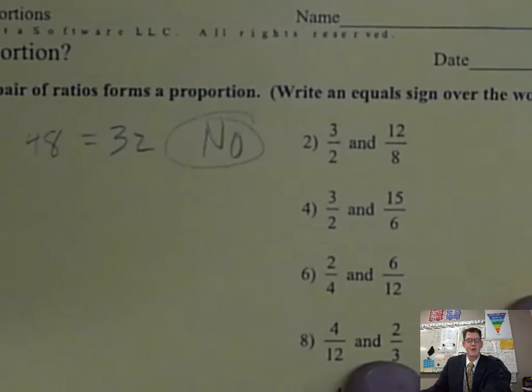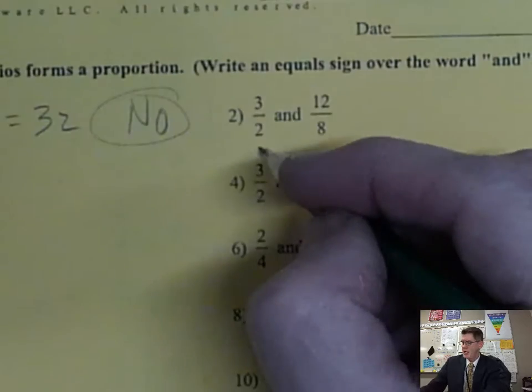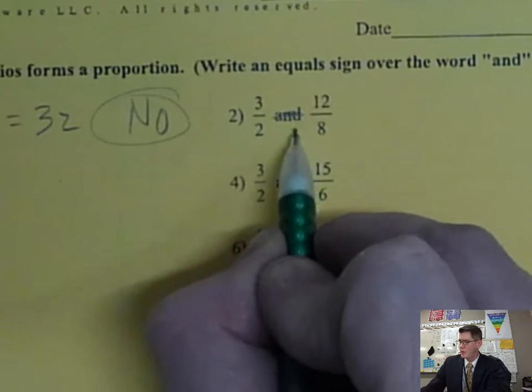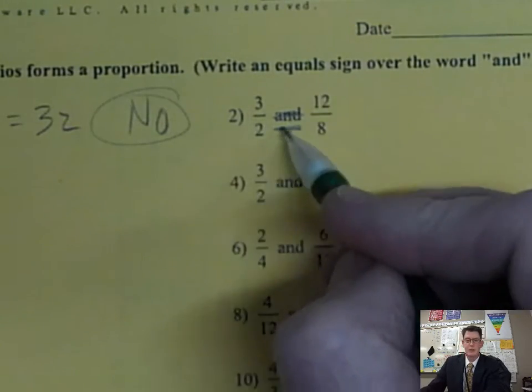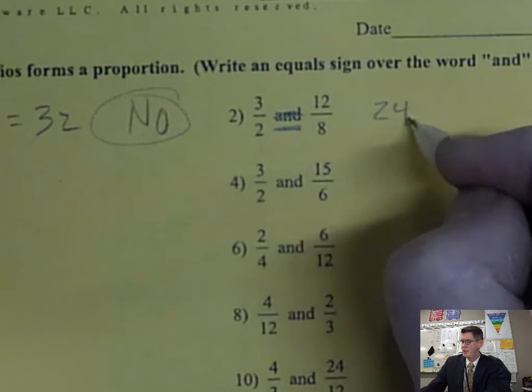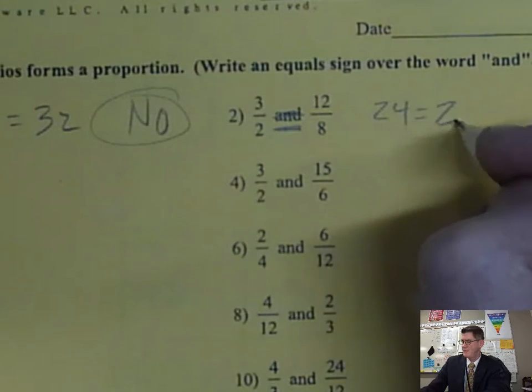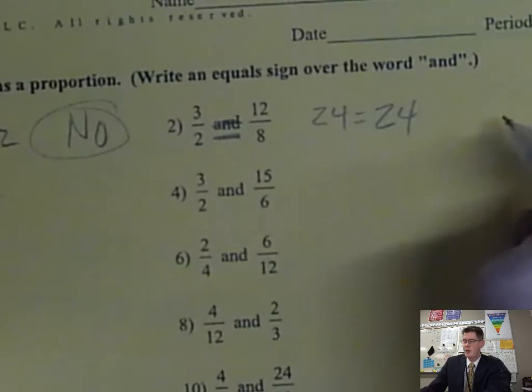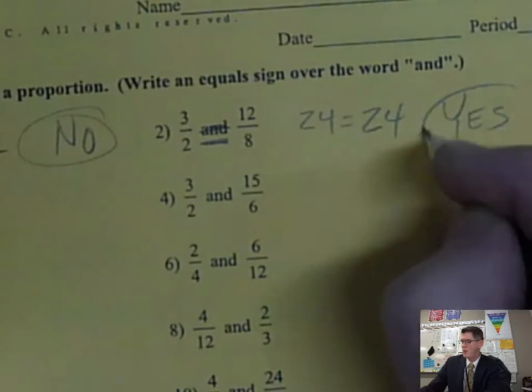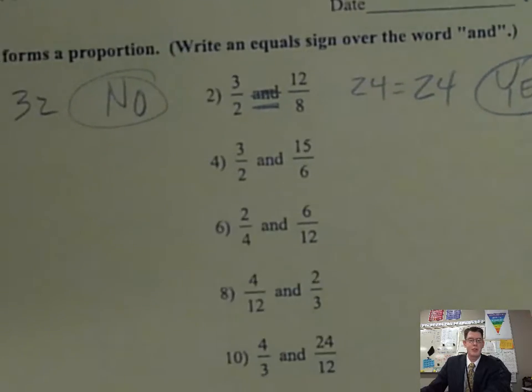If you do a few of these, the next one, 3 over 2, is that equal to 12 over 8? Well, just 2 times 12. Make them equal as an equation, and 3 times 8 from our multiplication. Yes, those are equal. So yes, that one is a proportion.